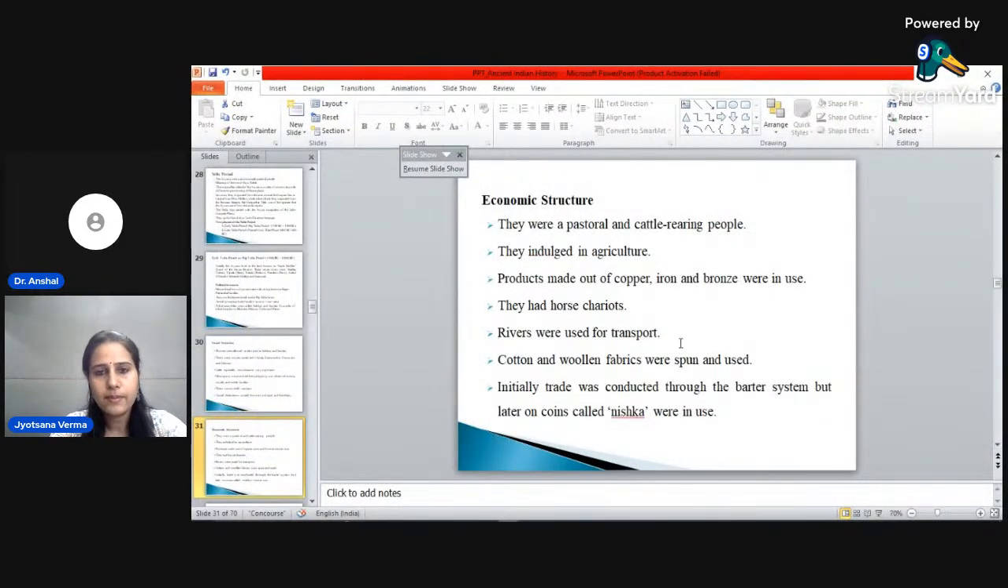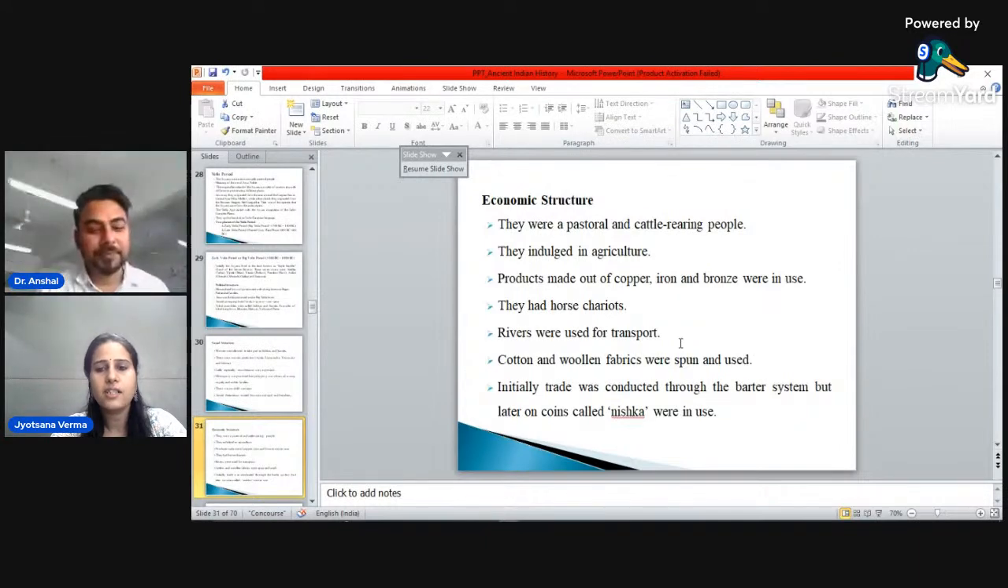In the economic structure of this period, there were cattle-rearing people, and the economy was basically based on agriculture. Iron and bronze were used. Rivers were used for transportation. Cotton and woolen fabrics were used. Initially, trade was through the barter system. There was no currency, and later coins called nishka came into use.